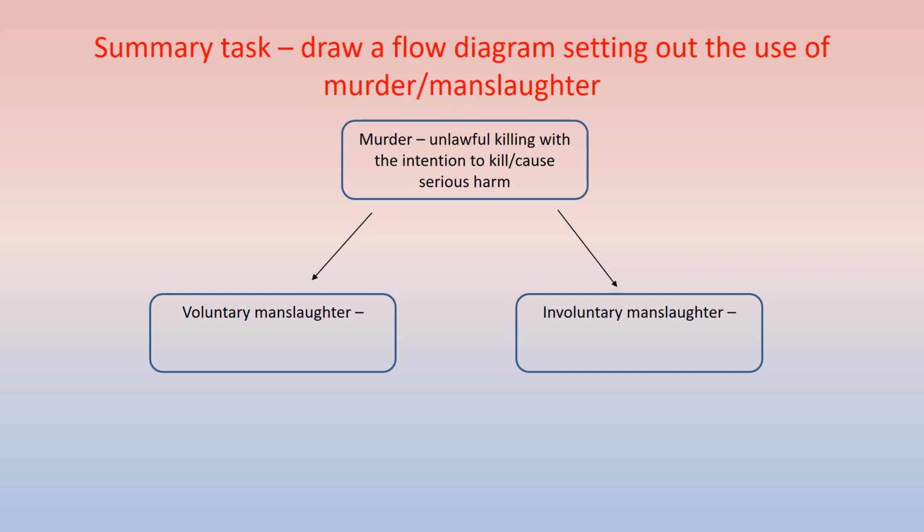Involuntary manslaughter is the lower level where you kill but you have no intention to kill. And in actual fact, you could drop involuntary manslaughter down below there and have voluntary manslaughter up higher, because involuntary manslaughter is a lower level of culpability. In the absence of intention to kill or cause serious harm, that would be the alternative charge.